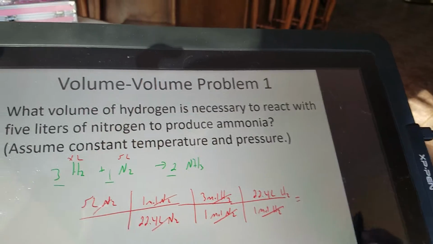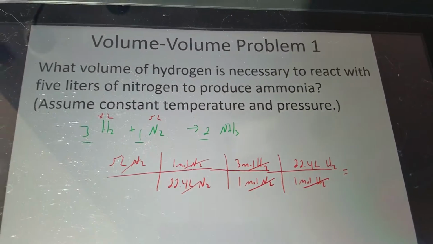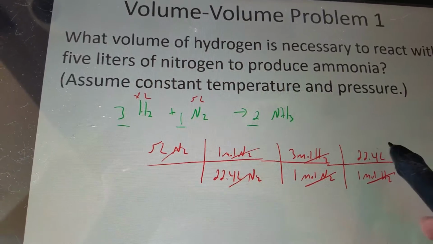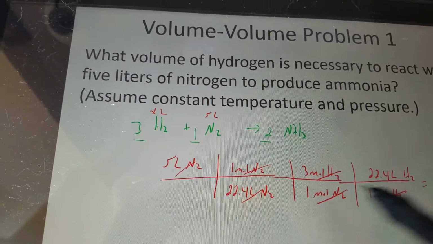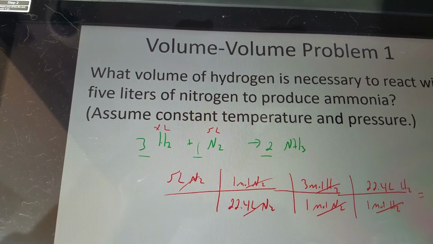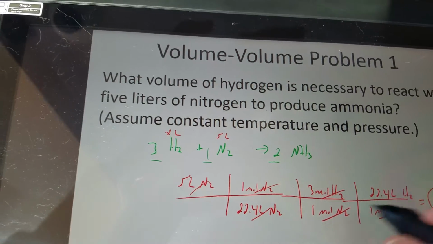And then the rest, of course, is just doing the math. If you look here, you can see that 22.4 is on the bottom here and 22.4 is on the top, so that would cancel. So I'd end up with 15 liters of hydrogen. That's 5 times the 3.